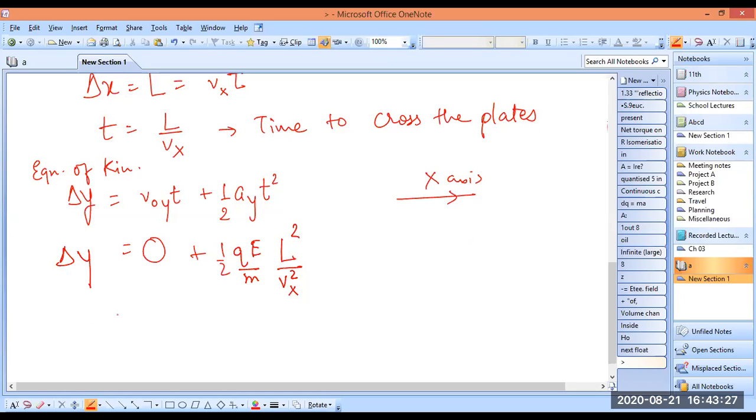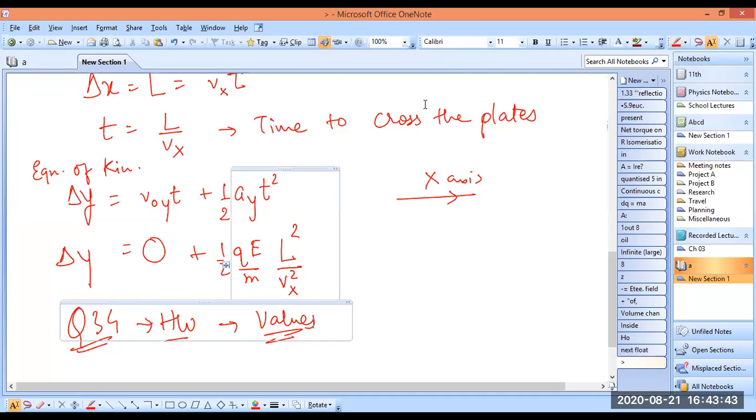And if you have understood, you should try question 34 on your own as homework, because that's just a question with some values given. It's practically the same as this 33. You just have some values, so you just have to put them in and do some calculation.